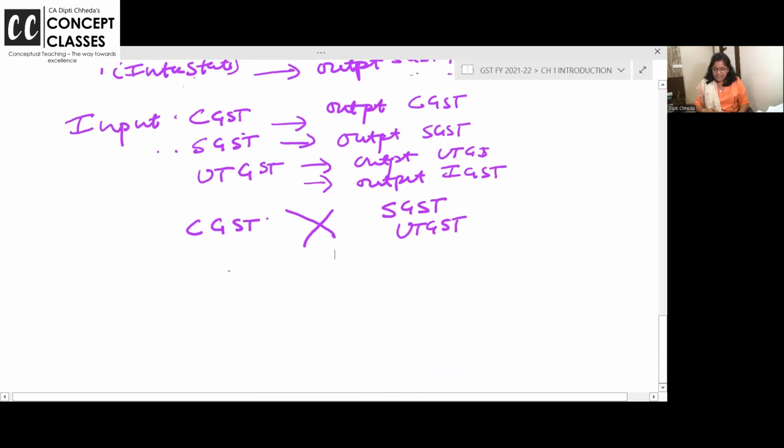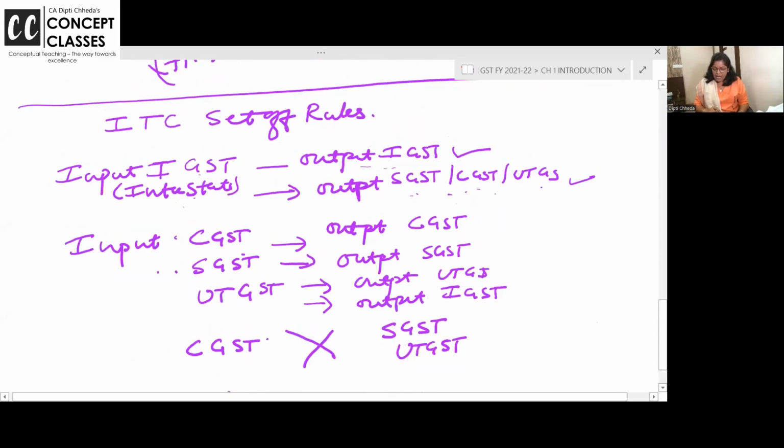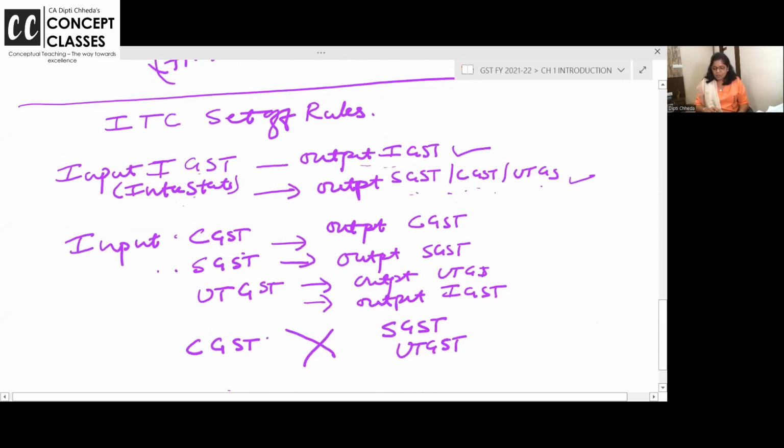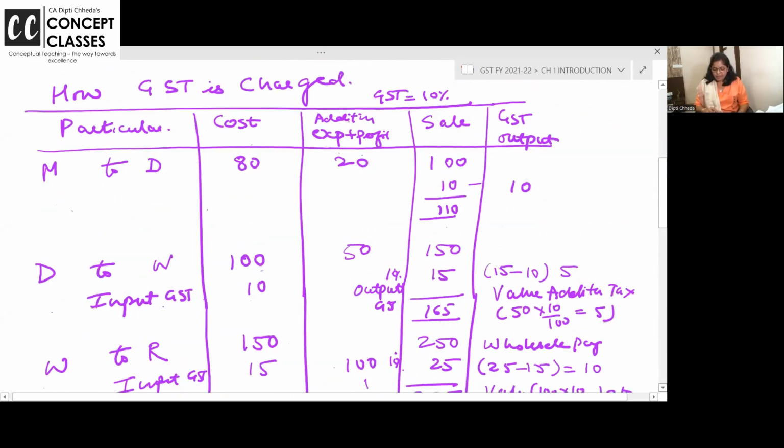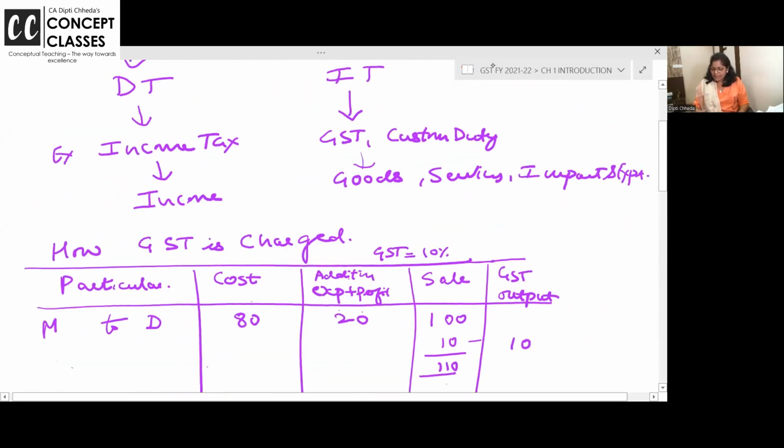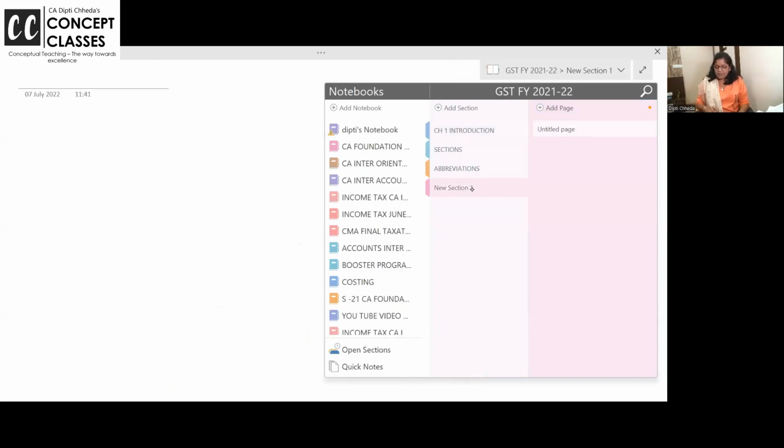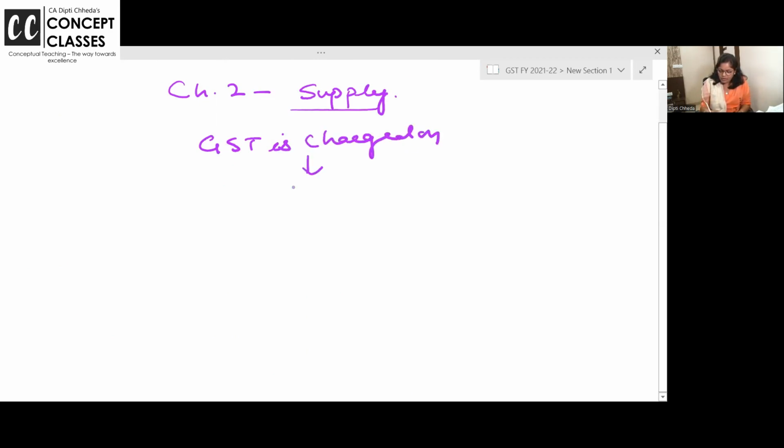You have written this example also, and how the taxes go to the state and center, for that also we have solved. So like this, some notes are to be written. So give the heading chapter 2, and that is supply. Now GST is charged. GST is charged on supply.